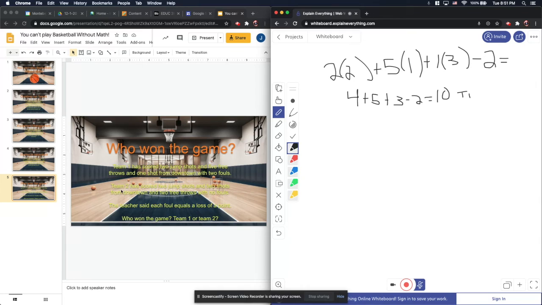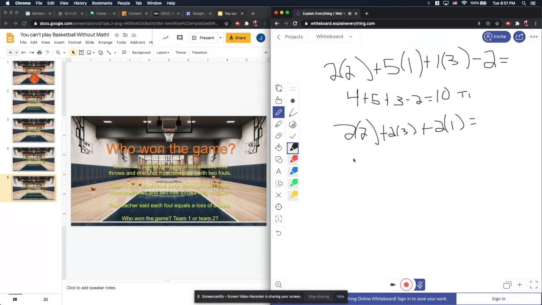And now we're going to do the same thing for Team 2. So they scored 2 jump shots. So again, 2 times 2, plus we have 2 shots from downtown. So 2 times 3. And 2 free throws. Okay, so it's going to be plus 2 times 1. And we have no fouls, so no subtraction. We're just going to go ahead and simplify this.